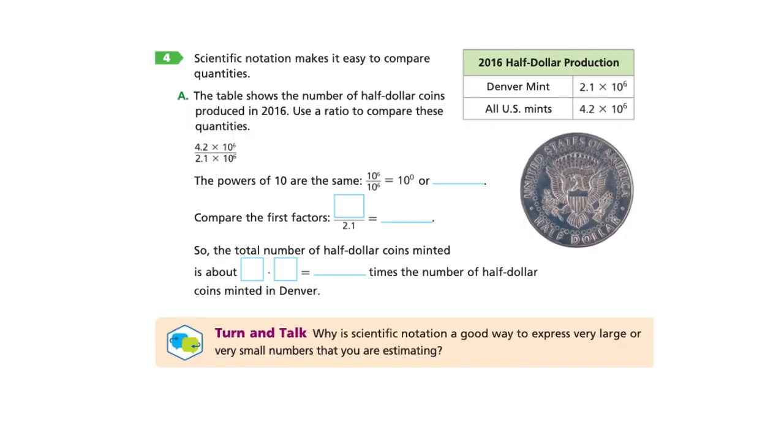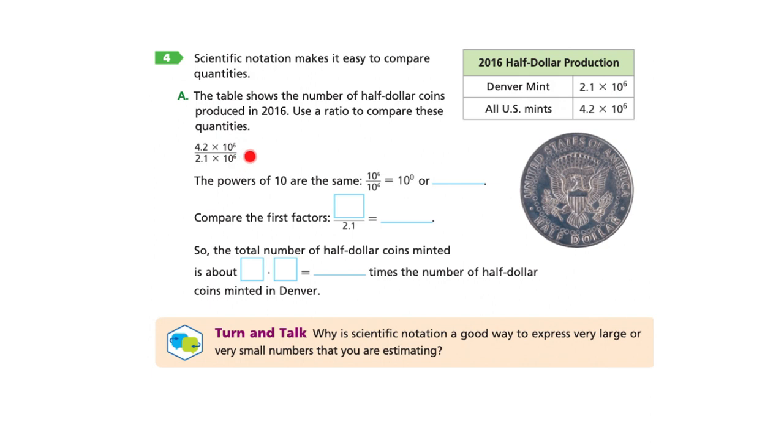So now let's look at question number 4. So this says scientific notation makes it easy to compare quantities. So pause here, try to do A on your own, and then we'll come back and look at it together. So A says a table shows the number of half-dollar coins produced in 2016. So here's the production for the Denver Mint, all U.S. mints. Use a ratio to compare these quantities.